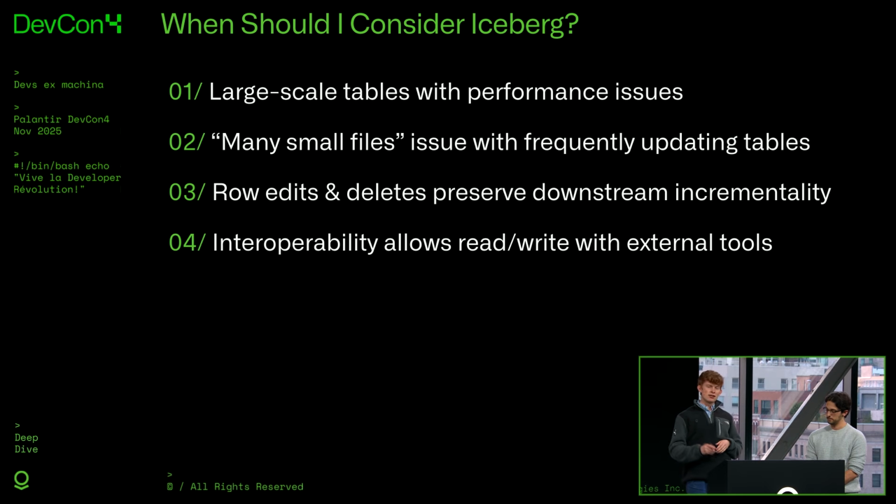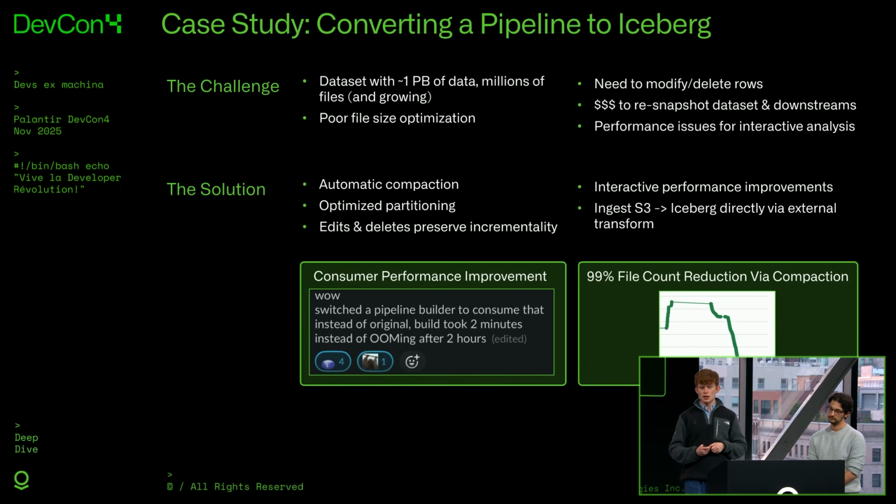I'd be particularly interested in hearing from you if you fall into one of the following 4 categories. So if you've got really large-scale data where you're hitting performance issues, if you have data sets that have lots of small files and that's causing downstream reads to be expensive, if you have use cases that would benefit from row-level edits or deletions, or if you have use cases that would benefit from interoperability, so maybe you want to read data externally in another platform or locally, then please reach out. So that's the sales pitch over.